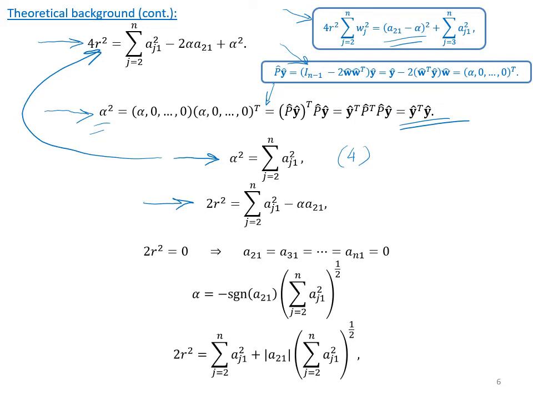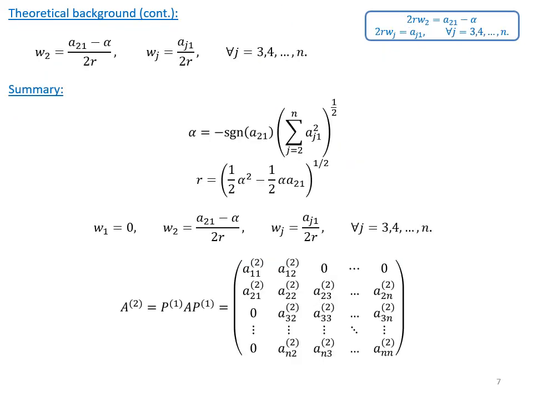In order to ensure that a squared equals 0 only when a equals 0, we should choose our parameter alpha using this formula. This is our formula for parameter alpha. And if we explicitly plug alpha into our, let's say, formula 5, we will get this expression. Once we choose parameter alpha and parameter a, we can solve the equations in the blue box and find all components of our vector w.